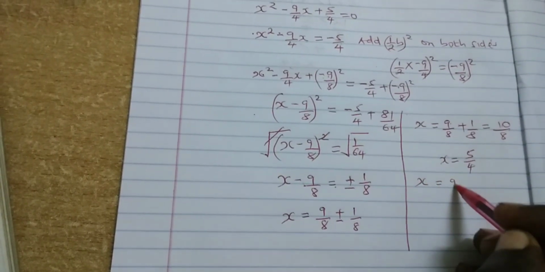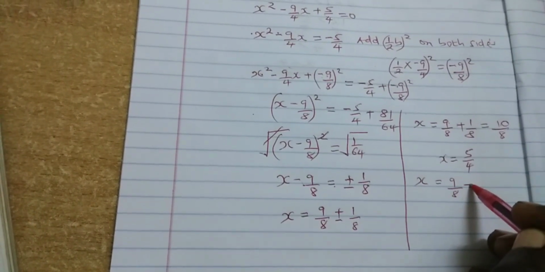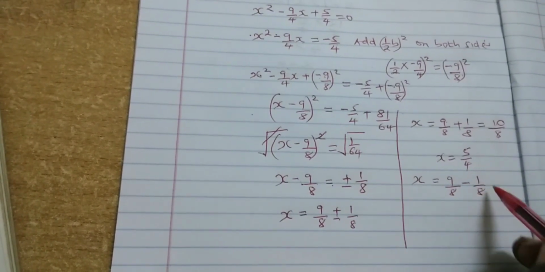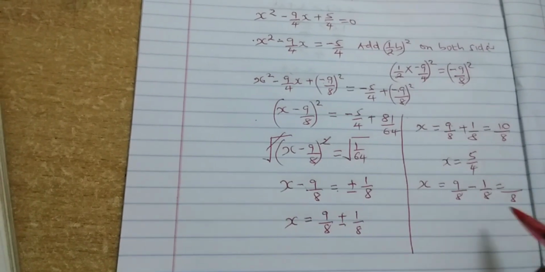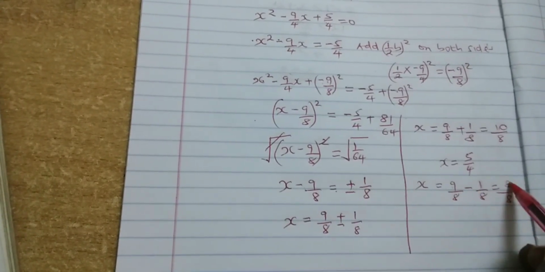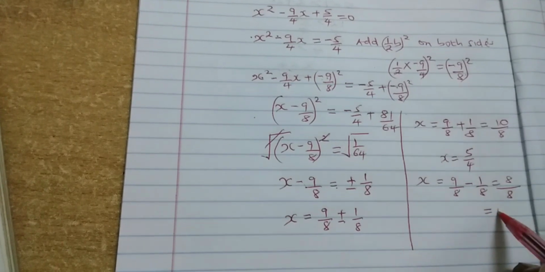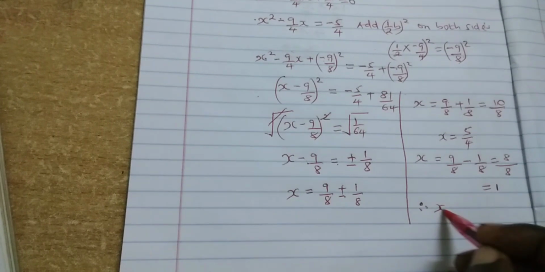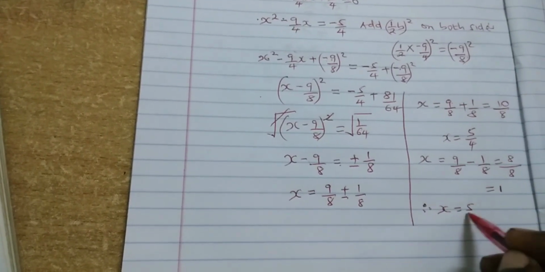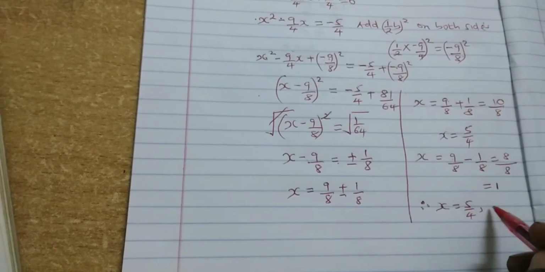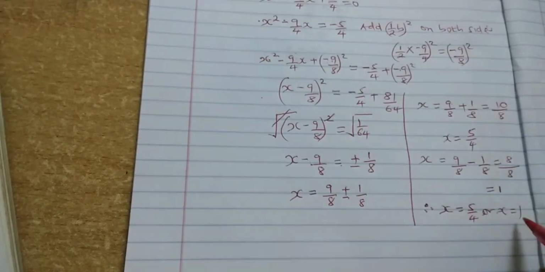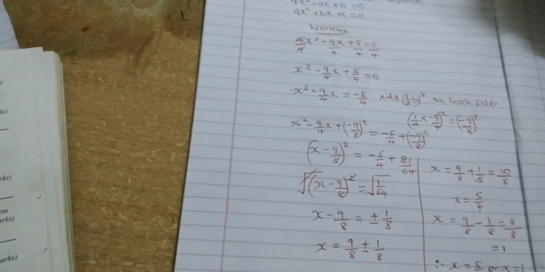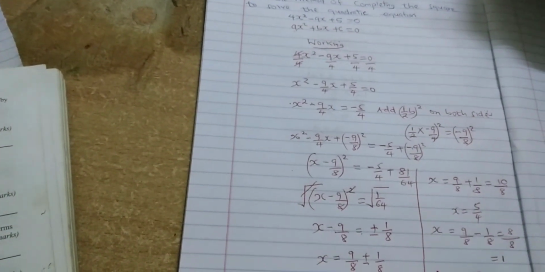Another value of x is going to be equal to 9 over 8 minus now 1 over 8, which is going to be equal to, the LCM is 8, you take 9 minus 1 is going to be 8, and therefore our other value of x would be 1. Therefore we can conclude and say x is going to be 5 over 4, and our x can also be equal to 1, and by so doing you'd have solved that particular question very well.